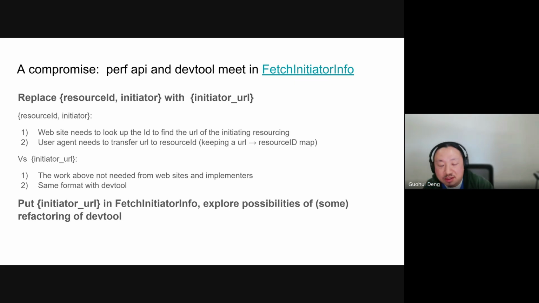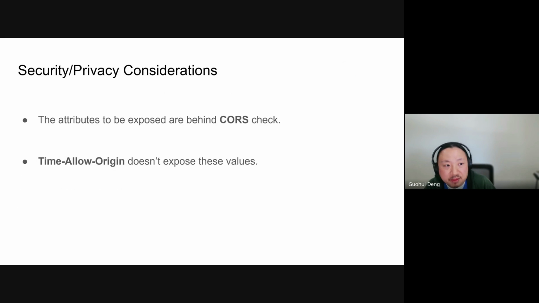So the most important thing is to change the data format and do some refactoring to get some data in the fetch initiator info, so the two can share to some degree. This is what I'm thinking. But I definitely need to do more research to get a more concrete plan.